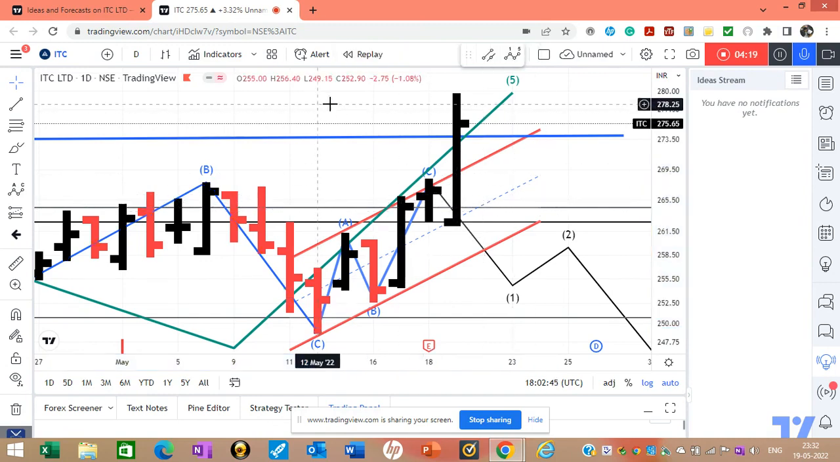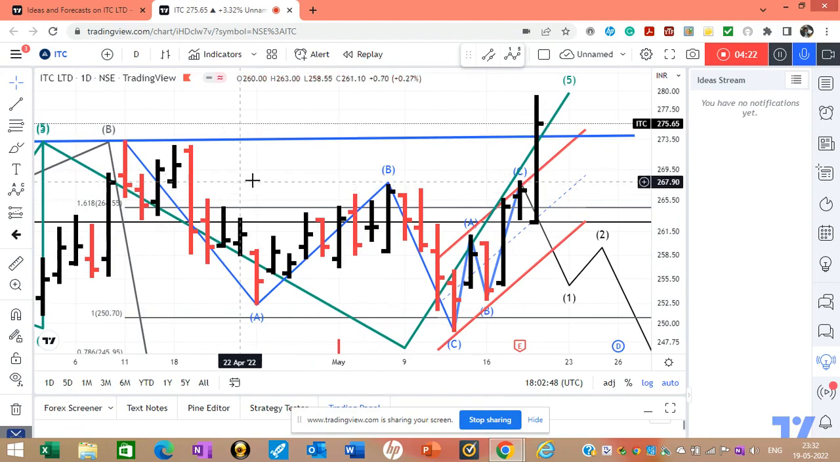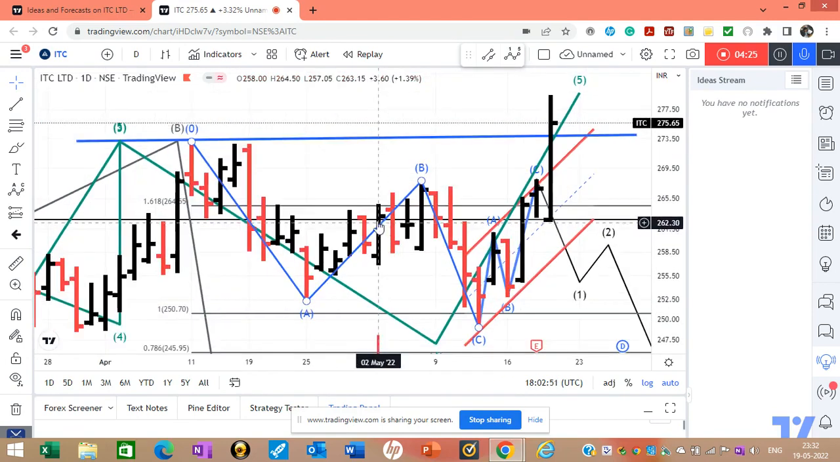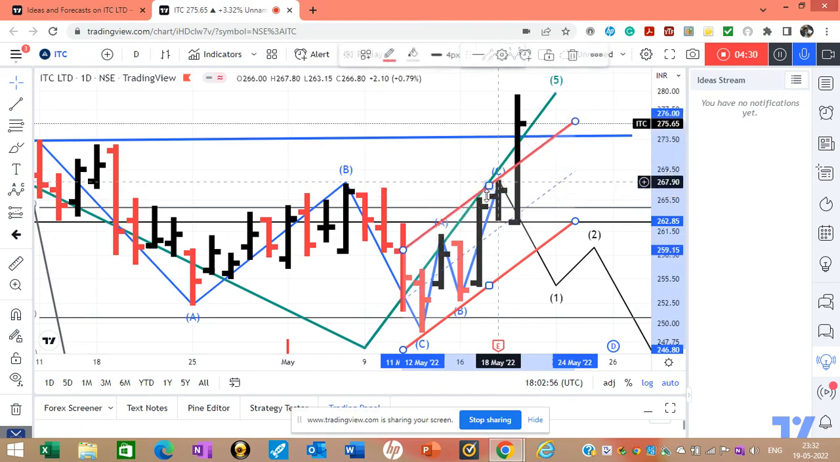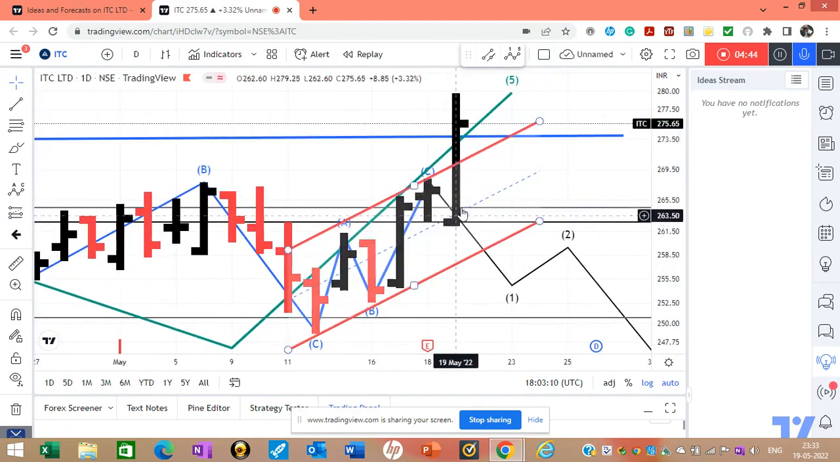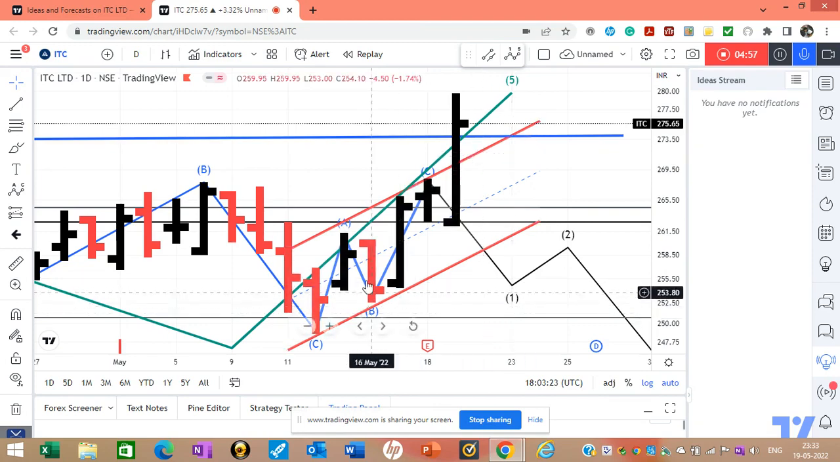Now, should I change my view? No. I'm still expecting a decline. The reason is this pattern is an ending diagonal pattern: A, B, C, D, and E. Just like in Coal India and Power Grid, with this kind of pattern, wave 5 generally develops into an ending diagonal pattern. So tomorrow I'm expecting that ITC should decline, and once it comes within this red channel which I have drawn, once it breaches this channel, I will again short it.